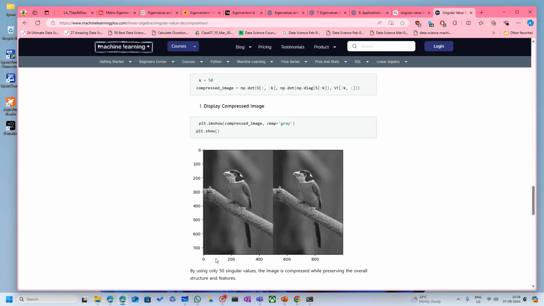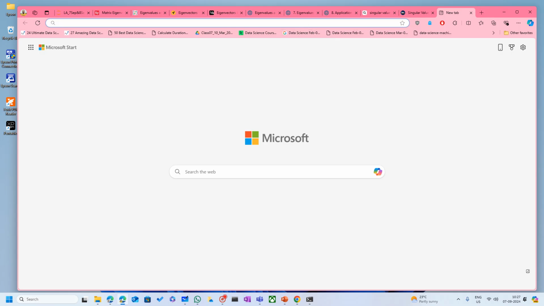This image, if you notice, 0 to 800 it is there, right? Here 0 to 1000 maybe it is there, and here it is 0 to 750 or something. So you can increase it to 2000 by 3000, whatever value. The image is retained. The image is retained means, okay, let me show you.